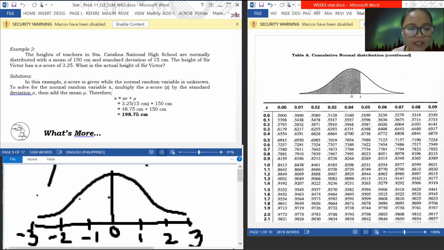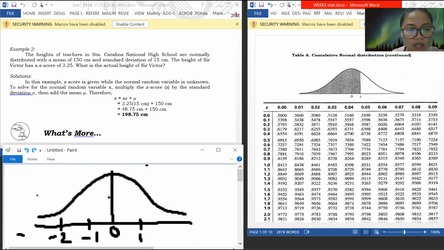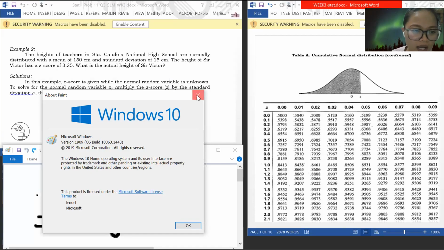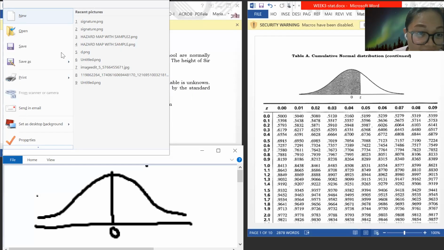So again, pwede ra gyud nga gamitan nato ni siya og katong normal ra or gamit ang original formula. Kung malibog ta og unsaon pag-transpose, pwede ra nato gamitan og lain nga formula, I mean, original nga formula.